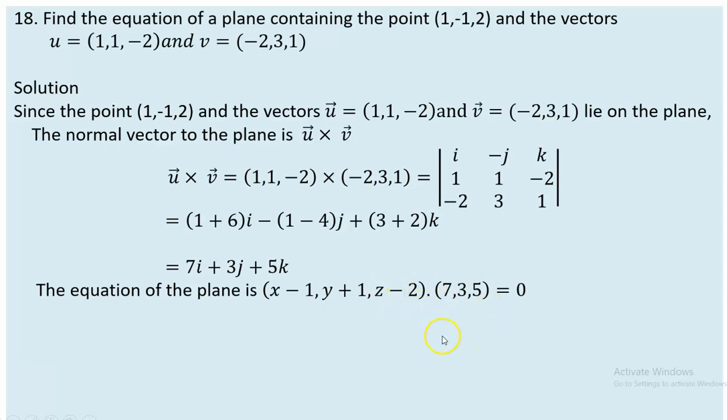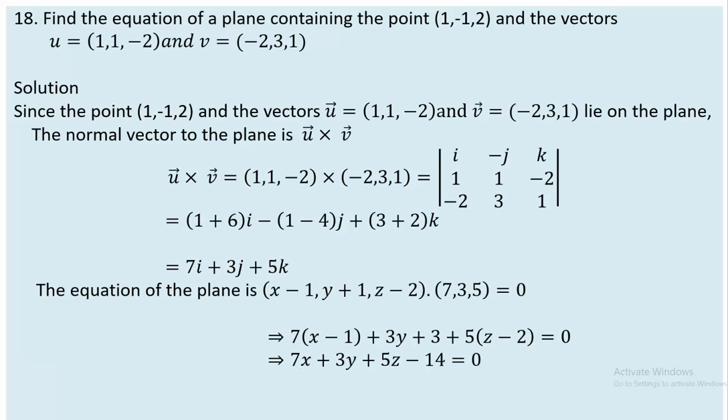This must yield 0, so from this we can obtain this as, students, 7 into (x - 1) + 3(y + 1) + 5 into (z - 2) equals 0. And from this, the equation of the plane is obtained to be 7x + 3y + 5z - 40 equals 0. So this is how you can obtain the equation of the plane.